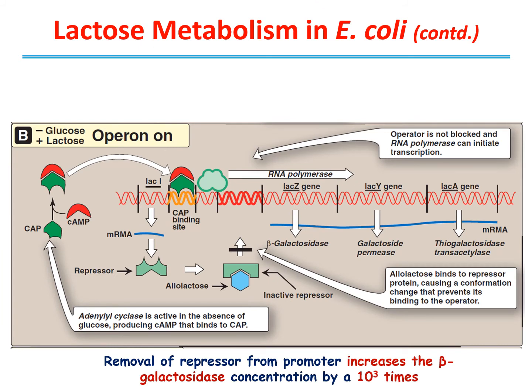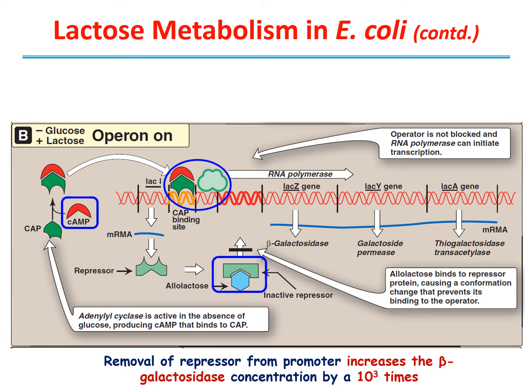Now, the second scenario is when there is no glucose but there is lactose. In that case, the operon will be turned on. In the absence of glucose, cyclic AMP will be formed. It will be available to go and bind to CAP and form a functional complex, which further binds at the CAP binding site, interacting with the RNA polymerase, which is bound to the promoter region.